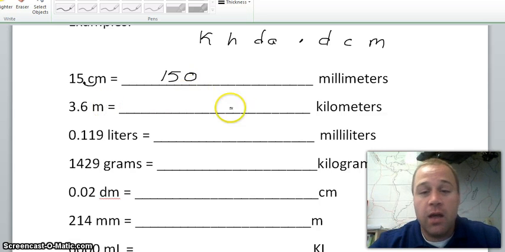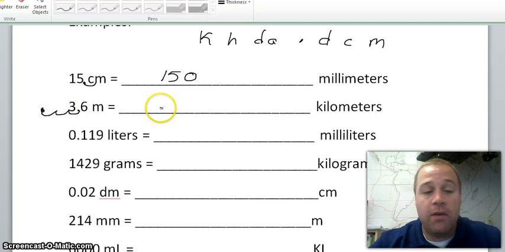Next we have meters. We're going to kilometers. Meters, notice there's only one letter here. That means it's the base unit, so that's the dot right in the middle. And kilometers is K. So to get from the dot to K, we go 1, 2, 3 places to the left. That means we take this decimal point and we go 1, 2, 3 places to the left. Again, we're going to fill those empty spots in with 0, so it's 0.0036.